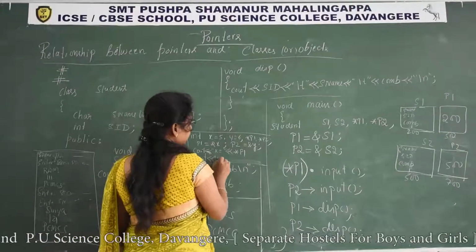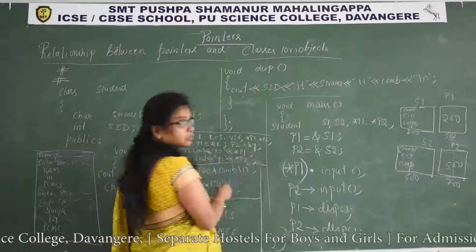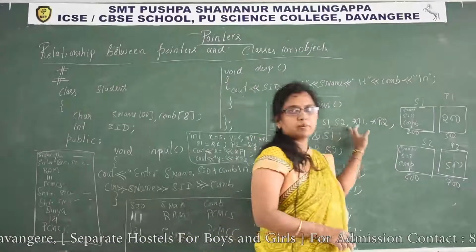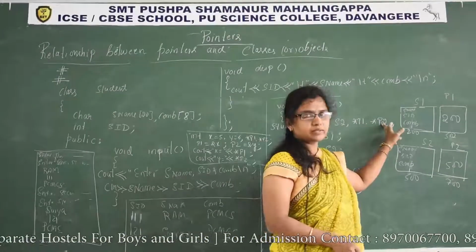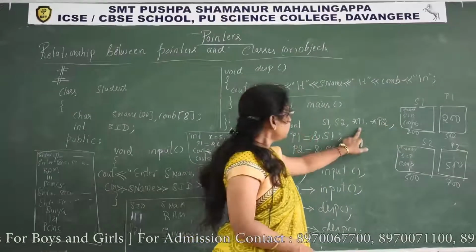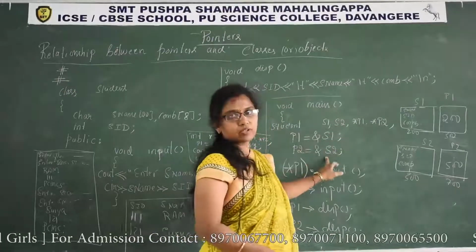Who has to display? P2 has to display. Star P2 I can write here. The same thing you can compare. S1, S2 are the variables of which type? Student type. P1, P2 are the pointers. They are also student type. P1 contains the address of S1. P2 contains the address of S2.